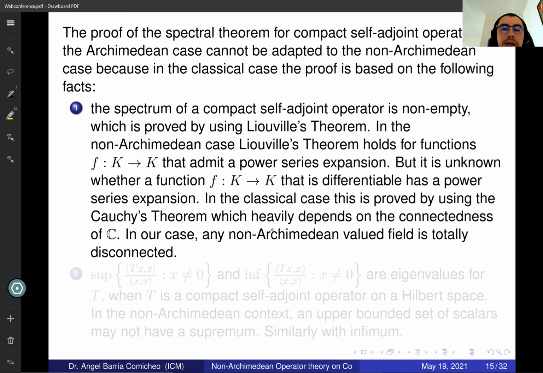So how can we prove that any differentiable function admits a power series expansion? In the classical case, a key point to prove that is Cauchy's theorem, which heavily depends on the connectedness of the complex numbers, right? When you have a loop and you can deform it continuously. In our case, non-Archimedean valued fields are always totally disconnected. So that smooth transformation gets lost.